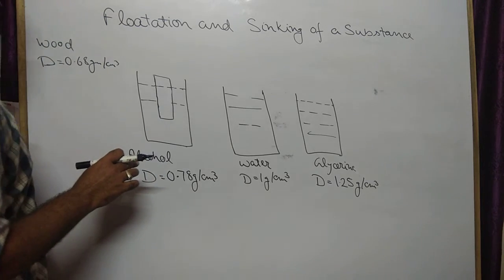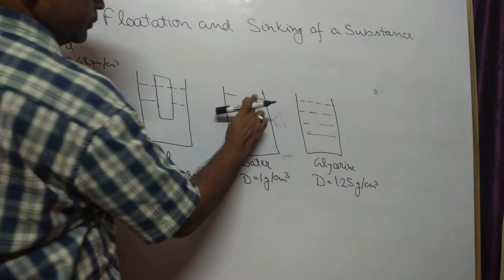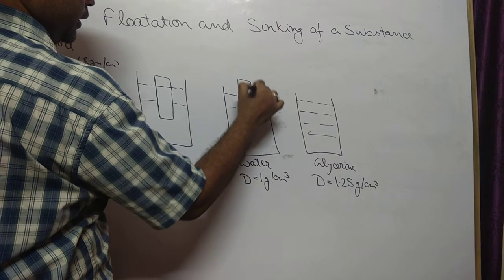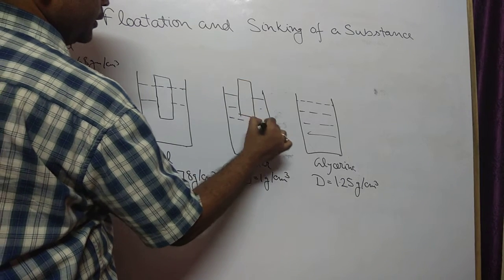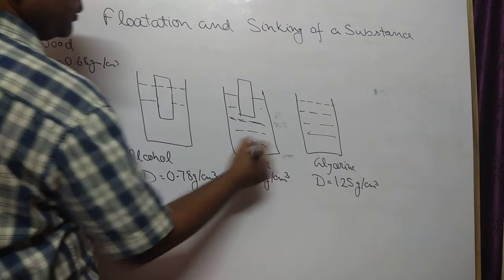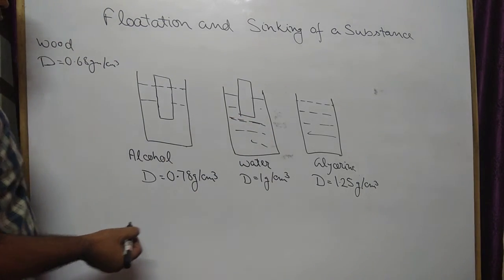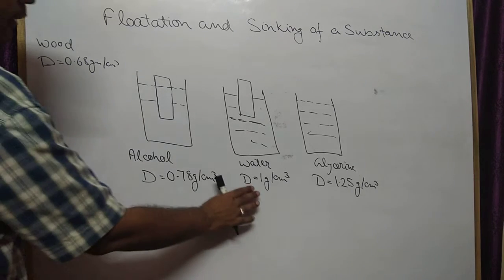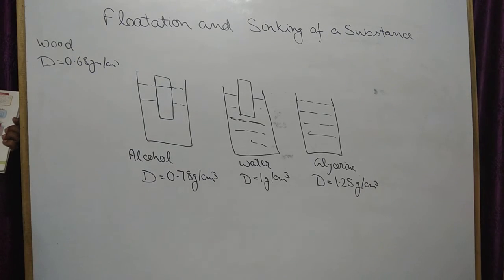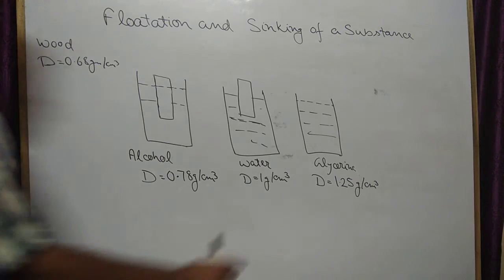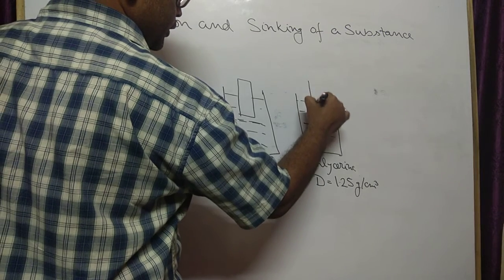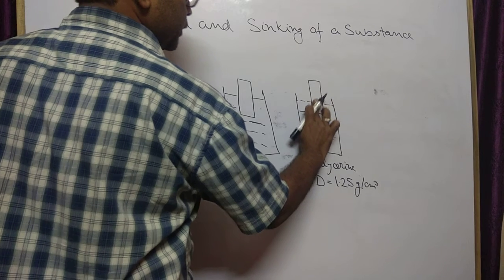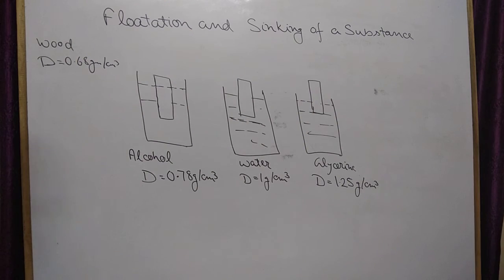Now in case of water, it would sink about half and the rest is above the water. Why? Because its density is about half that of water. In case of glycerin, whose density is 1.25, it will sink less and more of it is outside the liquid.